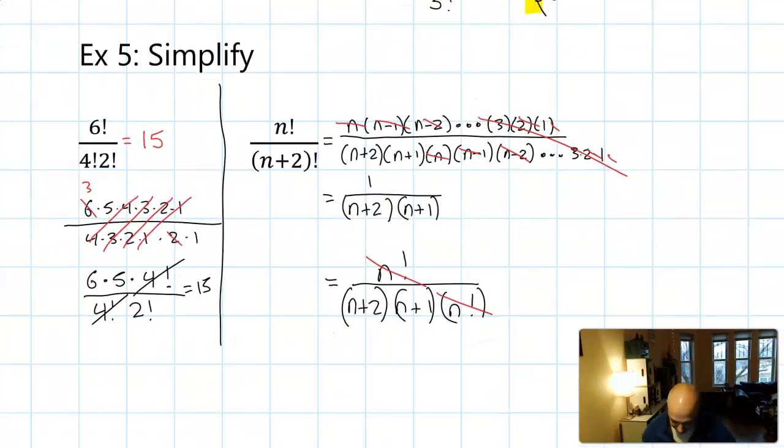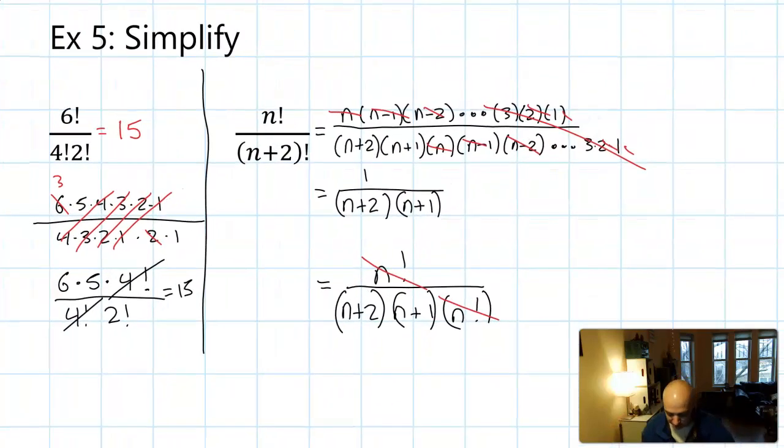So simplifying expressions with factorials, whether you have numbers or variables, just write it out and look for things to cancel. And if there's no fractions, then nothing will cancel, and you probably just write it out. But most of the time, these will have fractions to cancel.